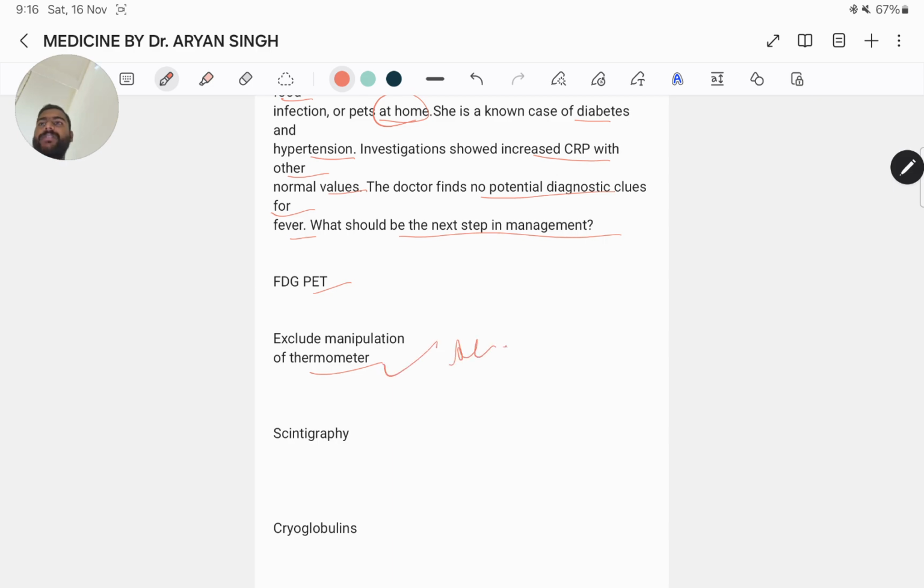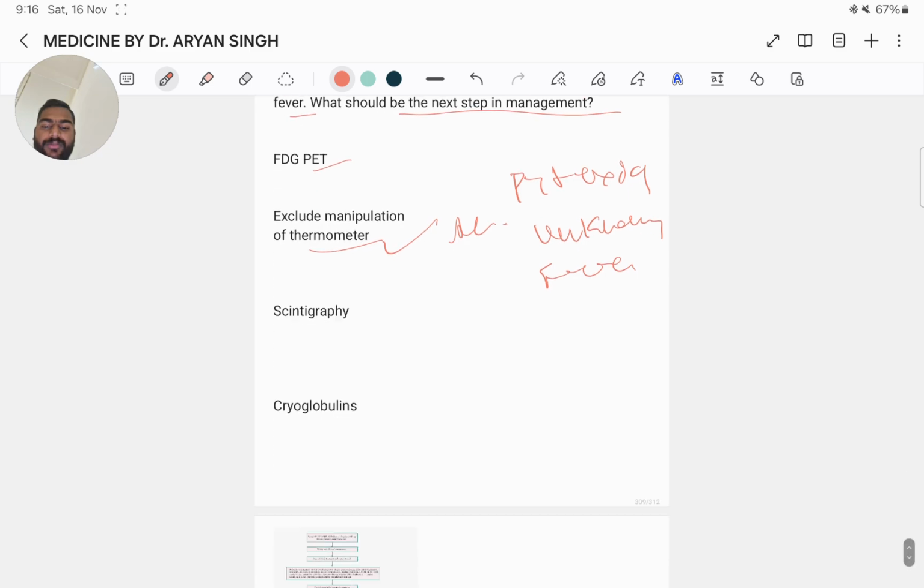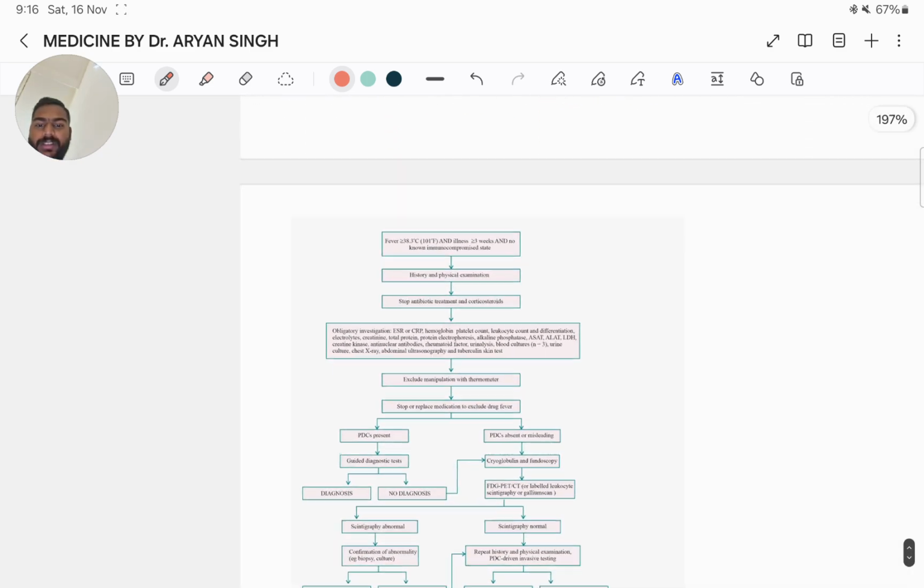This one is the best answer because it is a classic case of pyrexia of unknown origin. The question denies any travel or food infection, and a history of fever for the past month with no potential diagnostic clue helps in pointing out pyrexia of unknown origin. Here we give the chart.